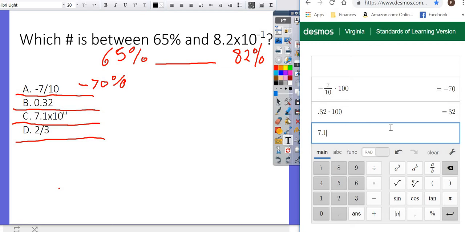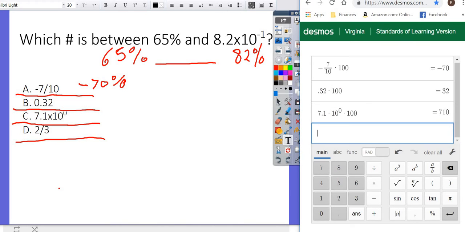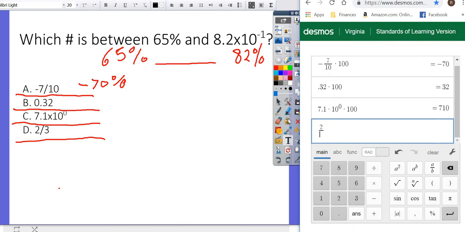7.1 times 10 raised to the 0 power. And then, of course, I am going to multiply that by 100 to make it a percent, 710%. And the last one is 2 divided by 3, and multiply it by 100 to make it a percent is 66.6%. So I'm going to go ahead and move these over.